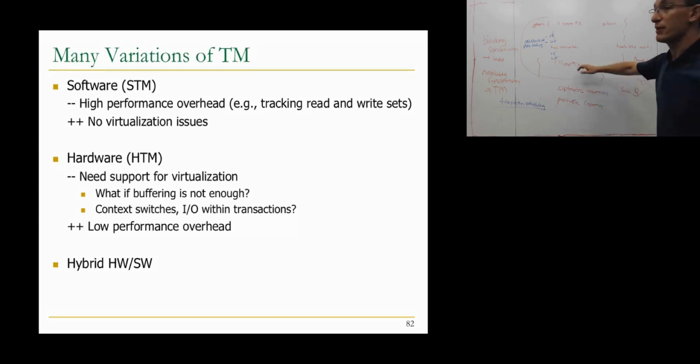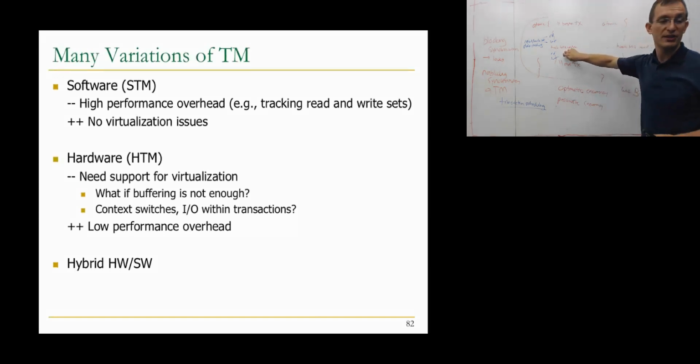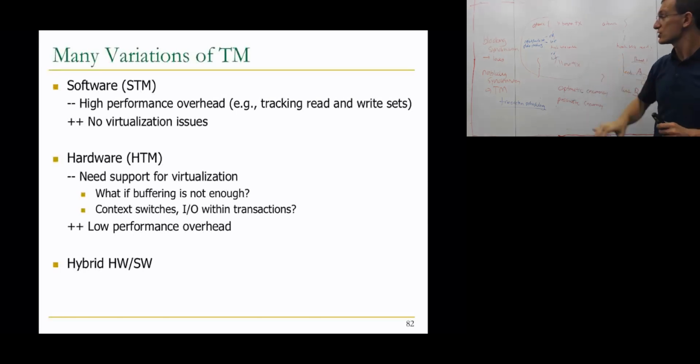And what happens when you do I/O within transactions, right? When you do I/O, you usually context switch. How do you handle that? How do you serialize these transactions when the transactional memory is purely in hardware? So because of these issues, again, you have upsides and downsides as you see between software and hardware.